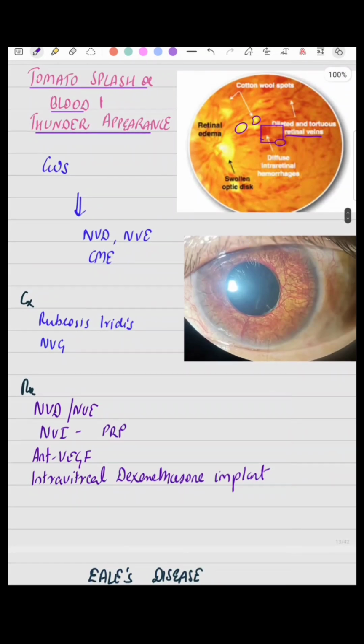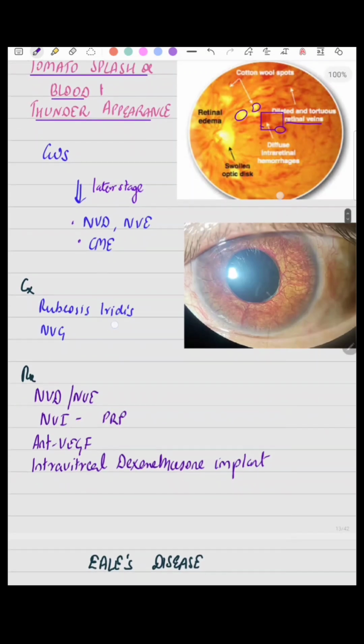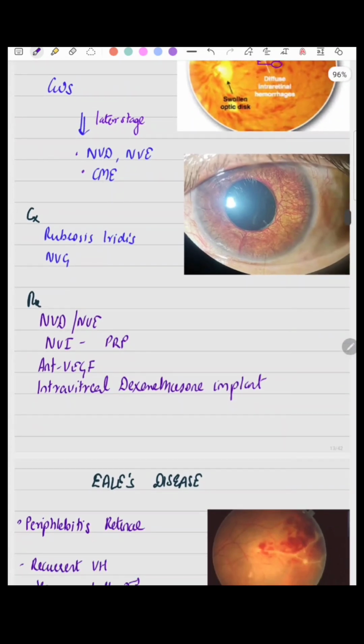In later stages, because of the ischemia, it progresses to neovascularization of the disc and neovascularization elsewhere, that is at the periphery. Then marked pigmentary changes in the macula and cystoid macular edema. Complications include rubeosis iridis and neovascular glaucoma. This rubeosis iridis leads to neovascular glaucoma within 3 months. It is also known as 100-day glaucoma.